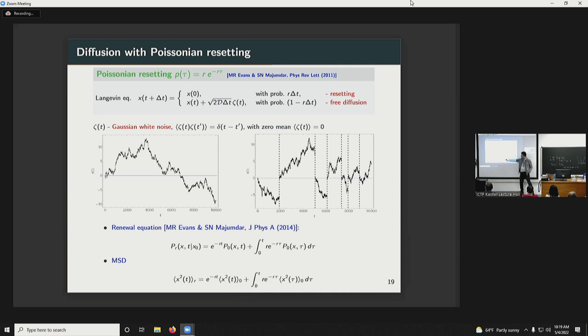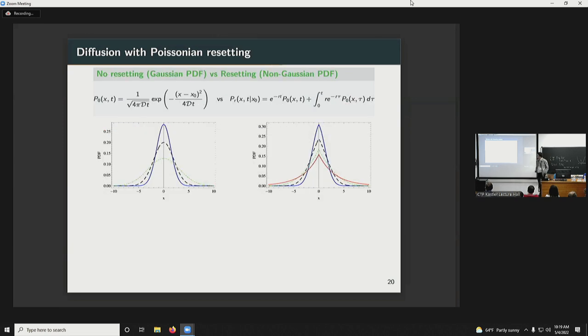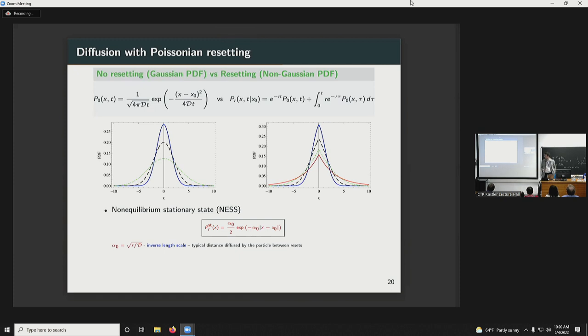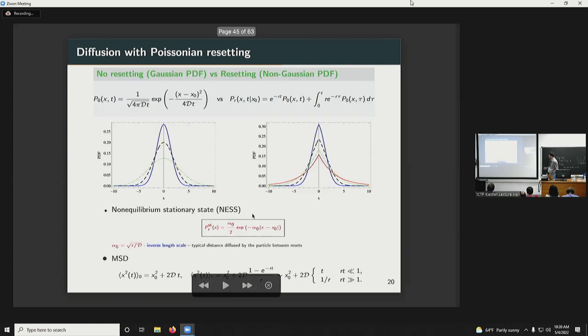And if we multiply this equation by x squared and integrate, we will see that the mean square displacement also satisfies this renewal equation. If we solve it, in case of no resetting, we have a Gaussian distribution. But if we introduce resetting, in the long time limit we obtain a non-equilibrium steady state with a Laplace shape of the distribution, where alpha zero is the inverse time scale. And the mean square displacement goes from normal diffusion to a saturation, which depends on the resetting parameter.